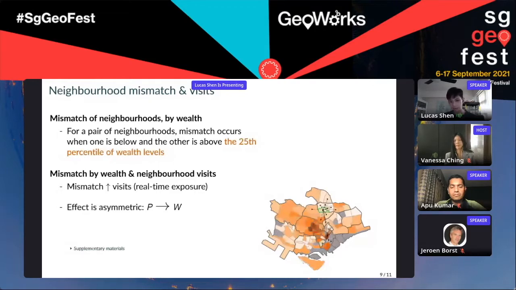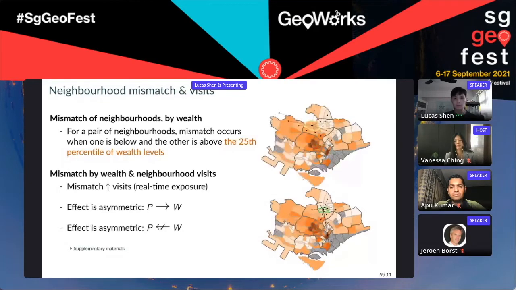And that's what we see here in the bottom right corner. That was the picture at the beginning. And it's not driven at all by the opposite direction, where the individuals from the wealthier neighborhoods are going to the poorer neighborhoods. Right? And this will be the key takeaway, that if you have a mismatch by wealth levels across neighborhoods, you would see higher exposure of individuals from those two different neighborhoods, but the exposure is going to be asymmetric. It's going to be driven by people from poorer neighborhoods visiting the wealthier neighborhoods. Right? That's what we find.